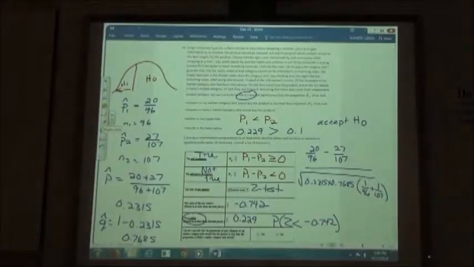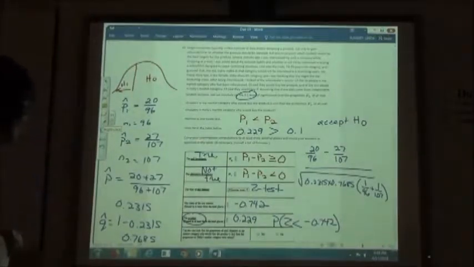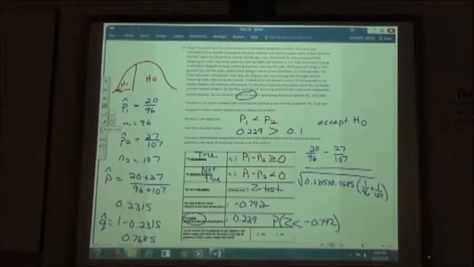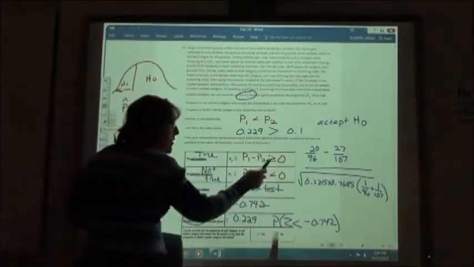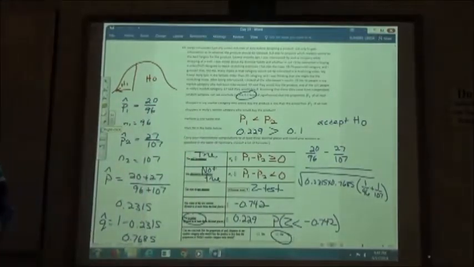Can we conclude that the proportion of all mall shoppers in my market category who would buy the product is less than the proportion? Can we conclude that it's less? No, we're going to say that it's greater than or equal to. That's the true statement. The true statement was greater than or equal to, so we can't say it's less. No, we cannot conclude that it's less.